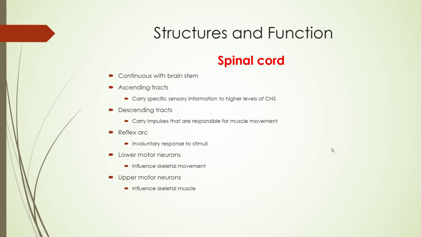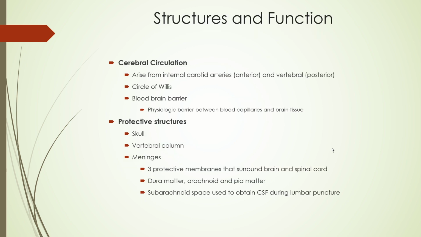So the spinal cord itself is continuous with the brainstem and contains ascending and descending tracts. The ascending tracts carry sensory information to higher levels of the central nervous system. Descending tracts carry impulses responsible for muscle movement. Reflex arc is an involuntary response to stimuli. We will talk about that when we're talking about assessing a patient's response. Lower and upper motor neurons are associated with skeletal movement and skeletal muscle.